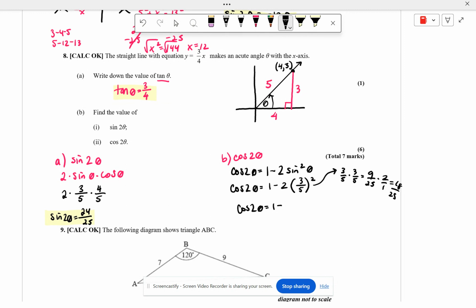So then I'm going to have 1 minus 18 over 25. All right. So then I'm going to turn this 1 into a 25 over 25, a smarter version, so that way I can subtract. Oh gosh, I'm going into the other problem. Okay, so 25 minus 18 is going to give me 7 over 25. Cosine of 2 theta is equal to 7 over 25.